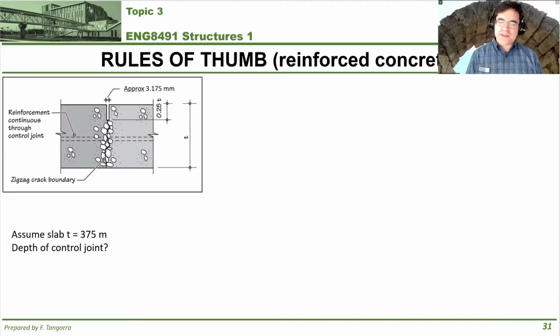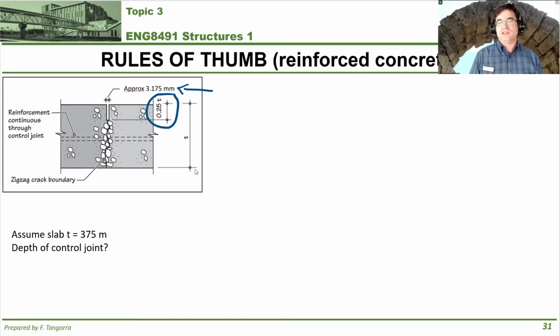In terms of the first rule of thumb that I want to play around with, I'm going to talk about control joints. And this is covered in more detail in the lecture that this refers to. Control joints are those saw cuts that are typically put into concrete slabs. As it shows in your textbook, the approximate width of a control joint is 3.175 millimeters, which is approximately 1/8 of an inch. The rule of thumb in terms of how deep this control joint needs to be shows right here.